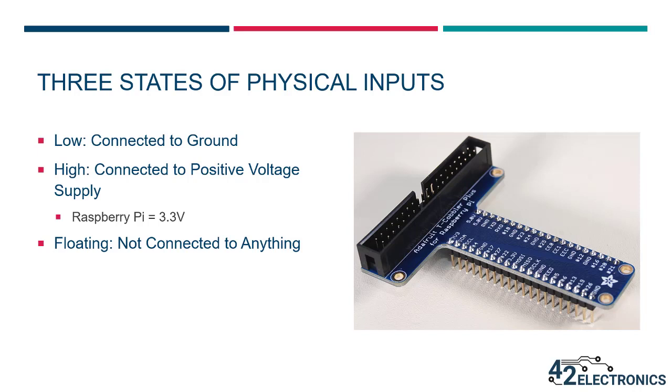So physical inputs like the GPIO pins have 3 states they can operate in. The first is low, and that means connected to ground. The next is high, and that means connected to positive voltage supply. In the case of the Raspberry Pi, that's 3.3 volts. And then floating means not connected to anything. High and low are the best options for an input because those states can be very easily identified by a program. A floating input should not typically be used because, just like the name, the voltage level of the input can float all over the place. And this causes the input to be read as high or low. It's very unpredictable, so you'll want to avoid that.